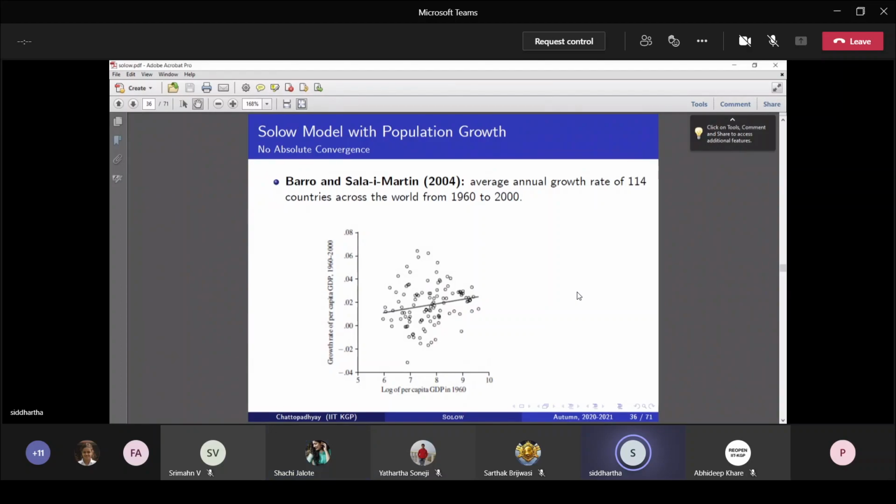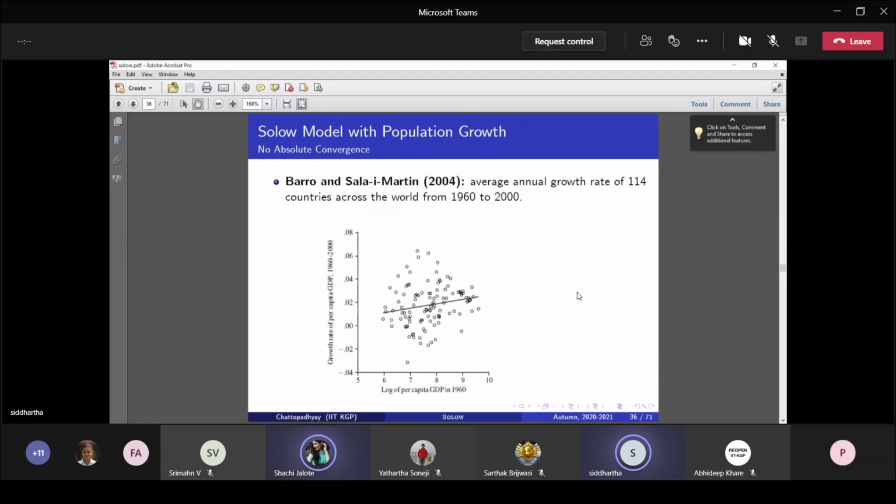So tell me, if the prediction of the Solow model is that the poor country should grow at a higher rate than the rich country, then what should be the trend line? Positively sloped or negatively sloped? What should have been the trend line? Poor country means initial GDP in 1960 is lower. Rich country means initial GDP in 1960 is higher.